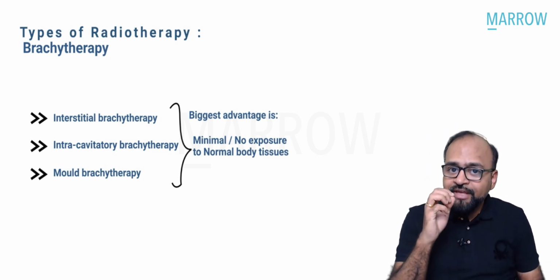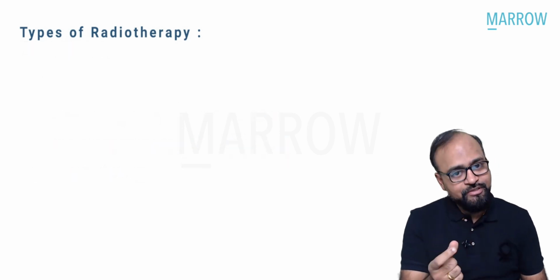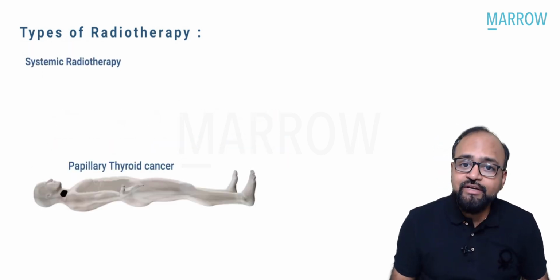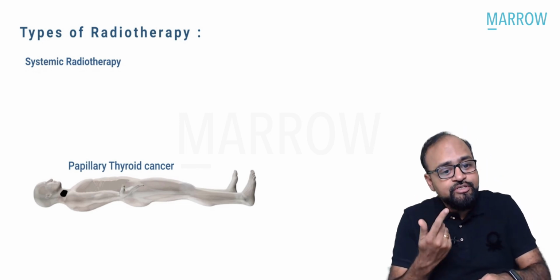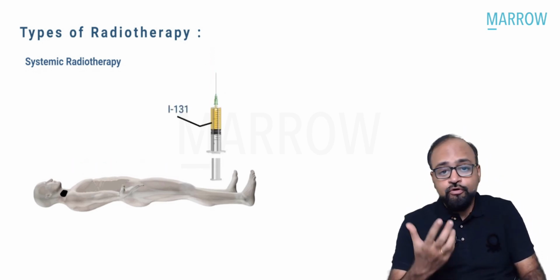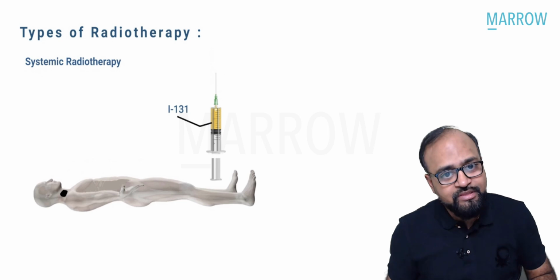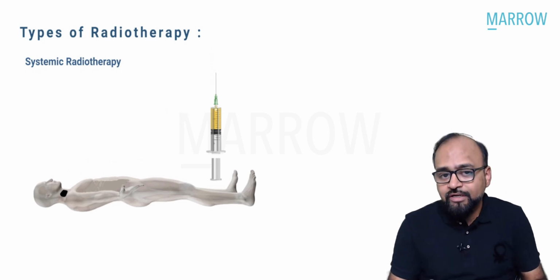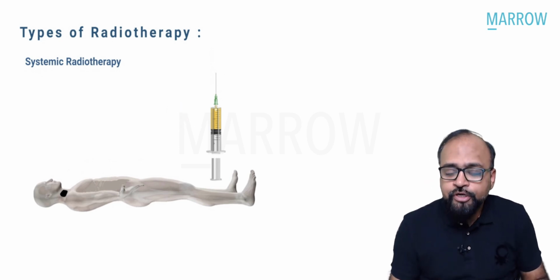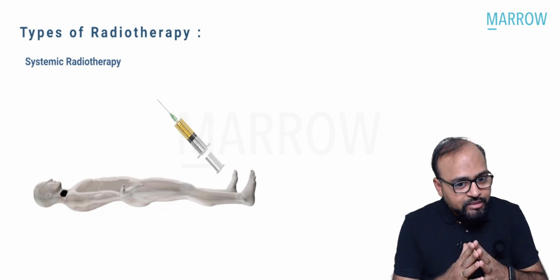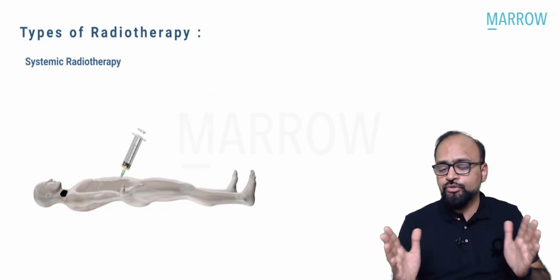There is another way in which radiotherapy can be administered, and that is what is called systemic radiotherapy, the intravenous administration of radioactive elements. Say for papillary thyroid cancer, it is iodine 131. When this iodine 131 is injected into the body, it is going to be diffusely scattered in the bloodstream, in the systemic circulation throughout the body.